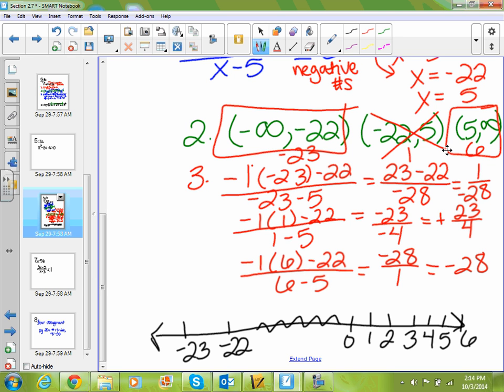So I know that I have a point at negative 22. And it goes down to negative infinity, so it goes forever down. Okay, and then I also know that I have one at 5. That was my next interval, and that goes up to positive infinity. So this graph would look like that with arrows going opposite directions.